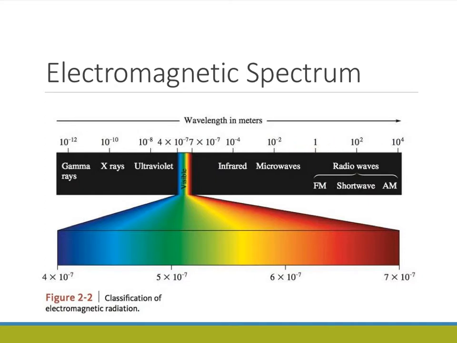Then we move on to the meter size or even larger, over kilometer size. These are radio waves, and we have FM radio to AM radio. And these are really, really large electromagnetic waves. Now, the interesting thing is all of these waves move at exactly the same speed, the speed of light. So you need to be able to pick out the individual bits of the electromagnetic spectrum, particularly this visible region here, 4 times 10 to the minus 7th meters to 7 times 10 to the minus 7th meters, or 400 to 700 nanometers.